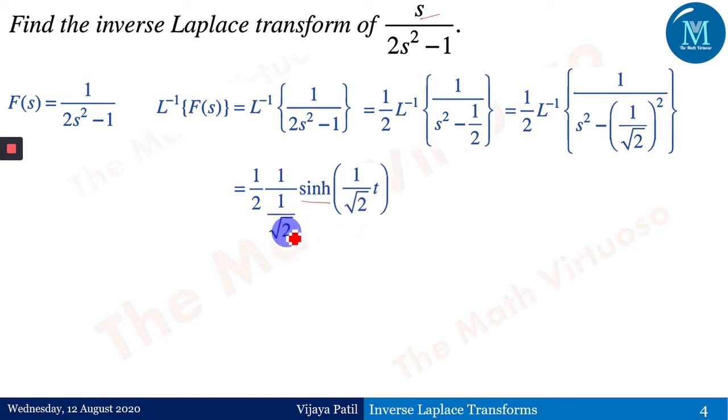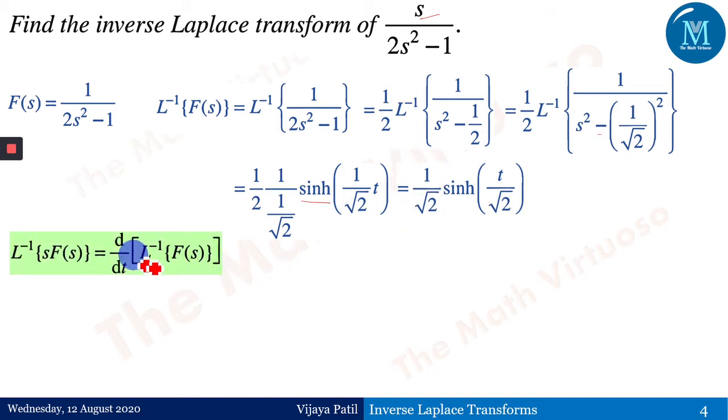into 1 upon square root of 2, that is 1 by a times sine hyperbolic at, right? And because it's a minus over here, we have got a sine hyperbolic. It's just the adjustment: the square root of 2 will go in the numerator, and the square root of 2 and this 2 would give me 1 upon square root of 2. And this is now the function we have to differentiate. So this is the f of t, and we need to go for f dash of t, right? Because it's d upon dt.